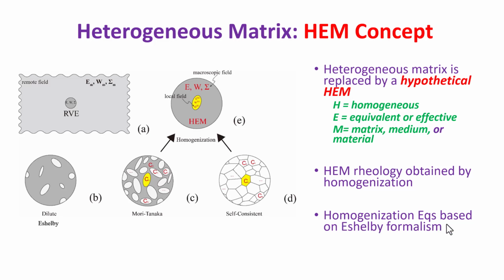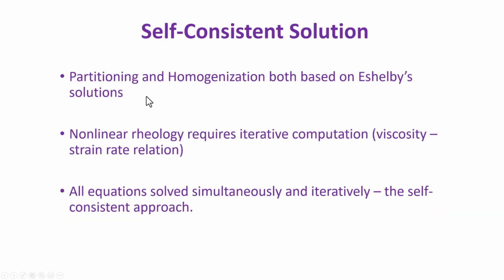And homogenization equations are also formulated in terms of Eshelby's approach. Of course, using HEM, a hypothetical uniform material to represent the actual heterogeneous matrix, is a simplification, what is called the mean field method or the mean field approach. In our previous lesson, when we discussed the homogenization, the discussion was based on linear rheology. Nonlinear rheology means that iterative computation is necessary.